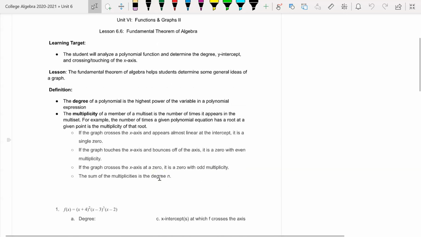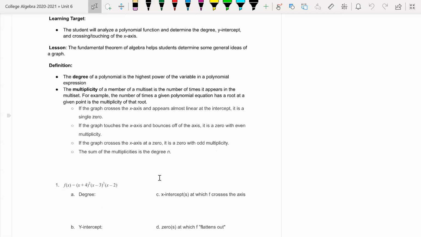The degree is the highest power of the variable in a polynomial. The multiplicity of a member of a multiset is the number of times it appears in the multiset. For example, the number of times a given polynomial equation has a root at a given point is the multiplicity of that root. So there's some key things that you need to know.